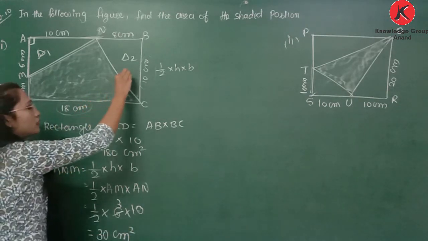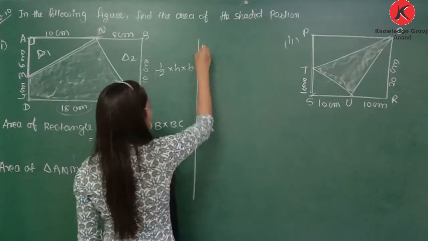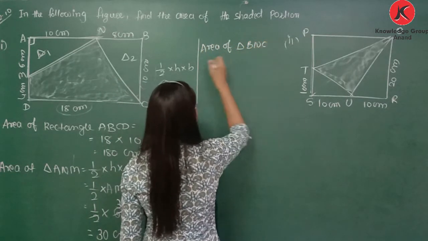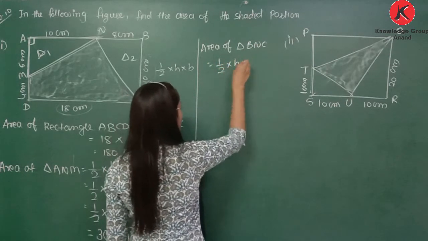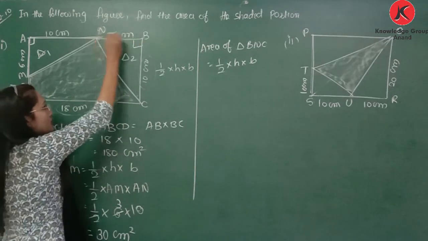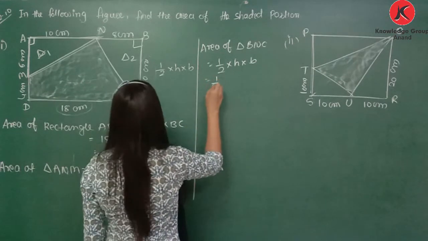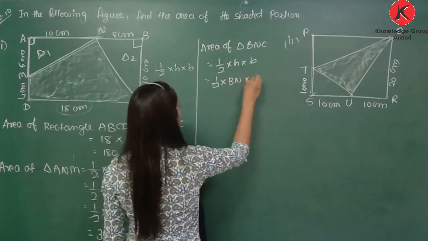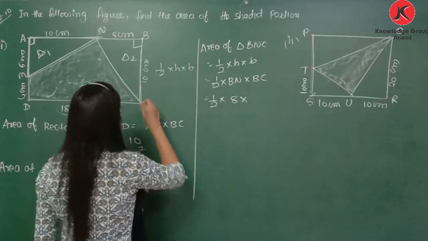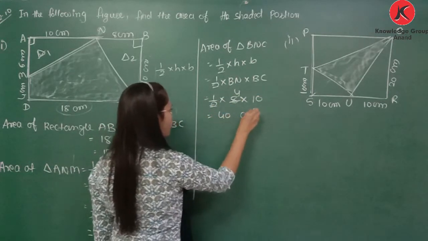Now for this triangle, it is triangle NBC. That is again 1/2 height into base. Now what will be the height? You can see that it is also a right angle. So you can consider BN as a base and BC as a height. So 1/2 BN multiply BC. Here BN is given 8 and BC is given 10. So it is 40 centimeter square.